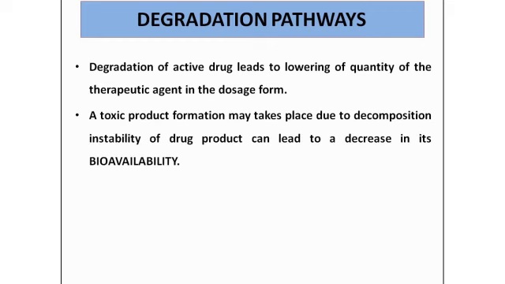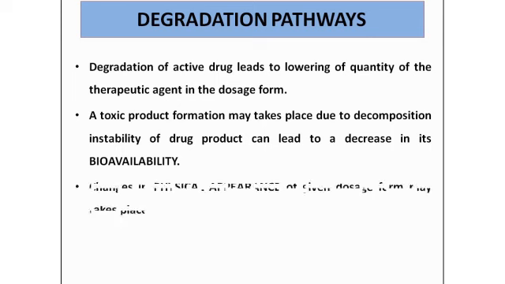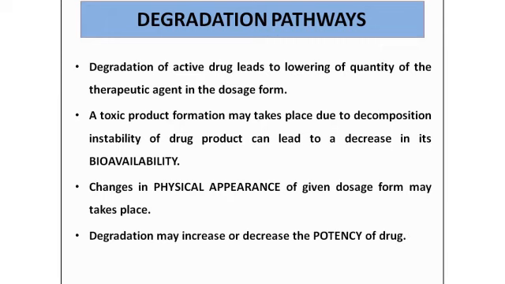This type of effect actually happens. The next one is toxic product formation. As I have already told you, due to some sort of reaction or decomposition, a toxic product may form, and this can affect the bioavailability of the drug within the patient's body. Next, a change in the physical appearance of a given dosage form may take place, as I already told you: fading color of tablets, fading color of colored solutions. Creaming happens in emulsions. Next, degradation may increase or decrease the potency of the drug.